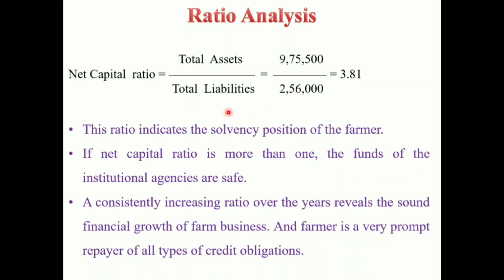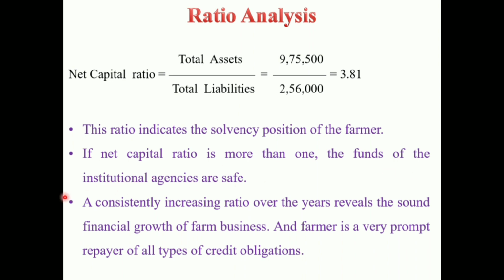Now the net capital ratio. It indicates the solvency position of the farmers. Okay, long-term solvency, because here we consider the total assets and total liability, right? This ratio indicates the solvency position of the farmer. If the net capital ratio is more than 1, the funds of the institutional agencies are in safe hands.